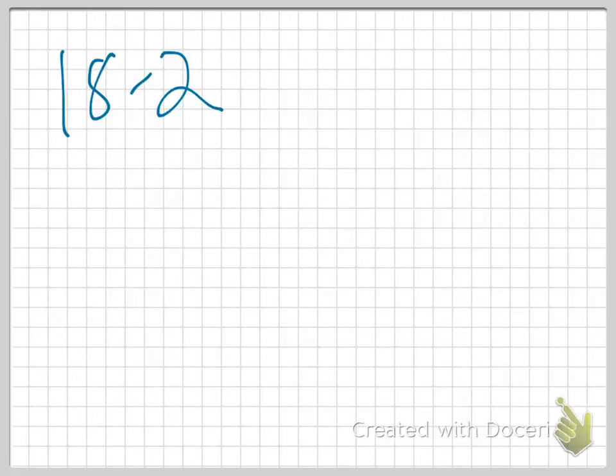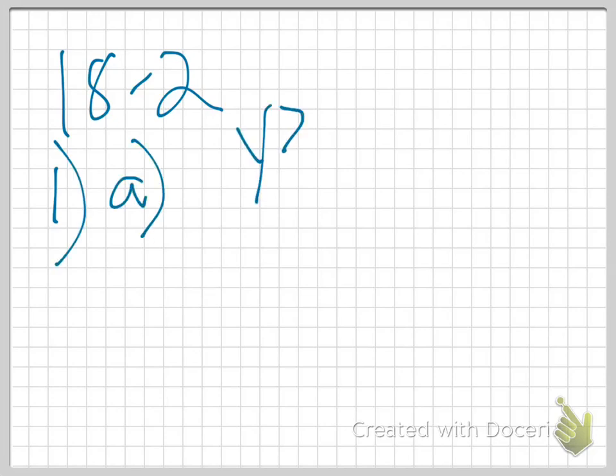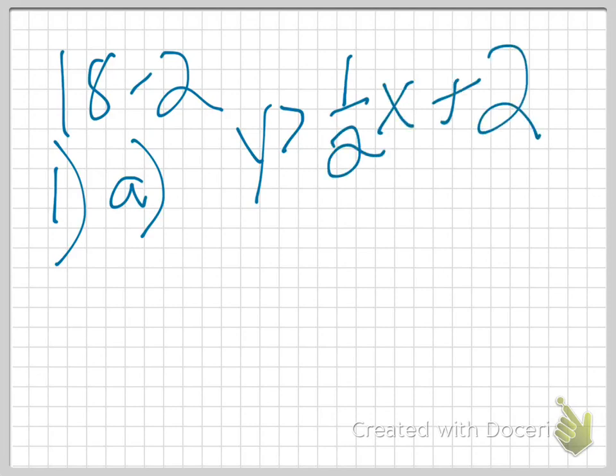Okay, on 18.2, number 1A, they give us a system of inequalities. This one plus 2. And then they give us, and this is ready to graph, so we don't have to do anything to this one. The next one they give us is x minus 2y is greater than 8.